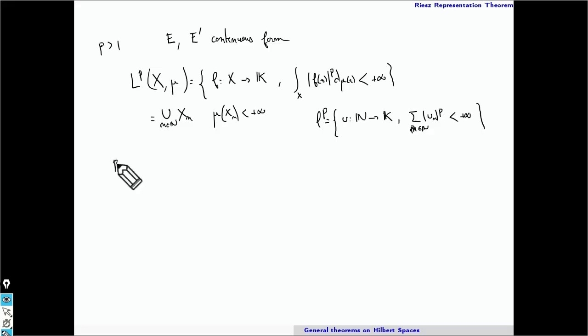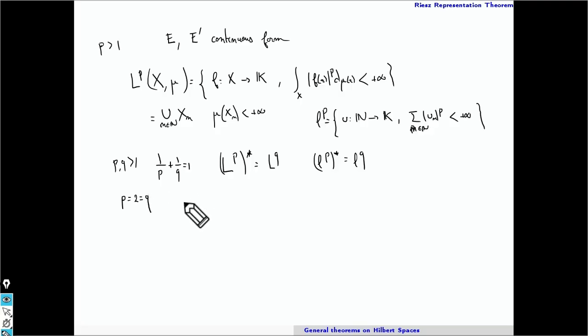When we have p and q real numbers greater than 1 that satisfy a conjugacy relation, then, and we may do another video to prove these kinds of properties, the topological dual of the L^p space is in fact L^q, and the topological dual of the space of sequences is the l^q sequence space. So they are still not the same, but pretty similar. And in fact, when p equals 2 equals q, we are in the case of a Hilbert space, where the dual is equal to the initial space.